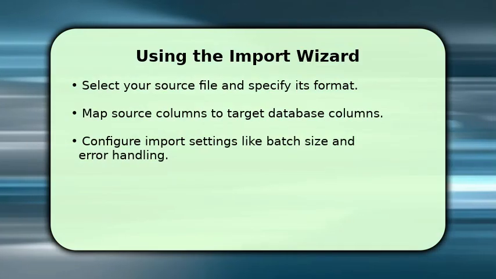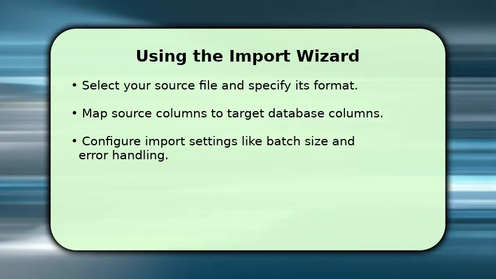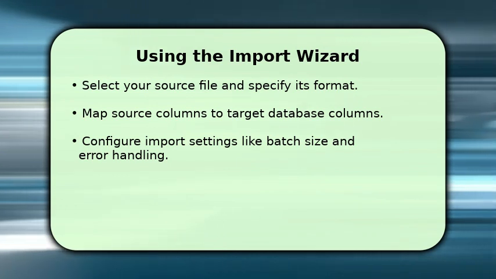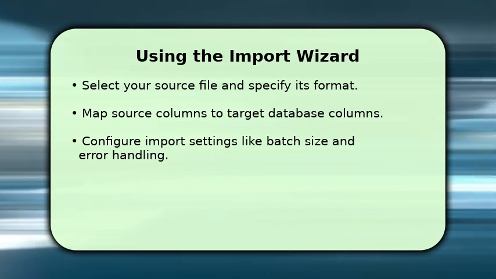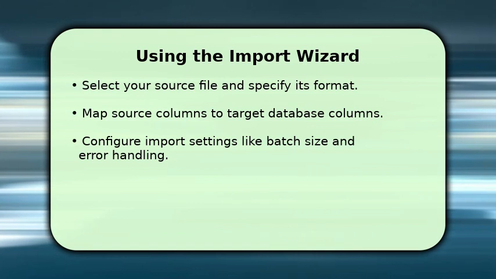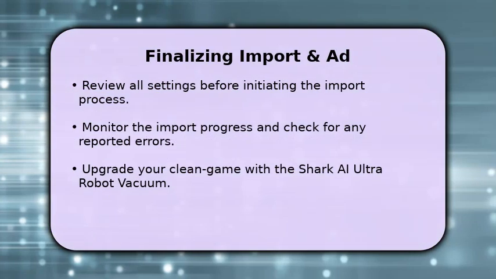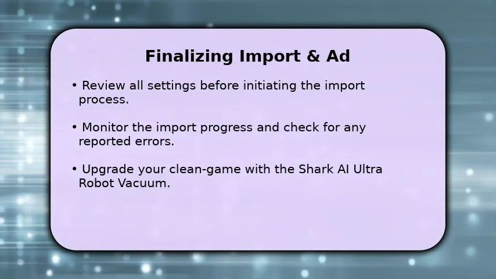Within the import wizard, first select your source file. Then, choose the appropriate file format. The wizard will display a preview of your data. Carefully map each source column from your file to its corresponding target column in the database table. You can also set options like commit batch size, which impacts performance, and how to handle errors, such as skipping rows with issues. After configuring all settings, review them one last time.